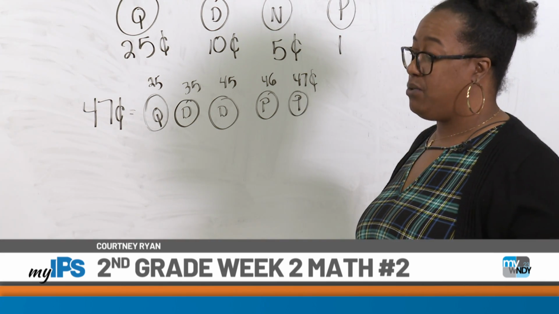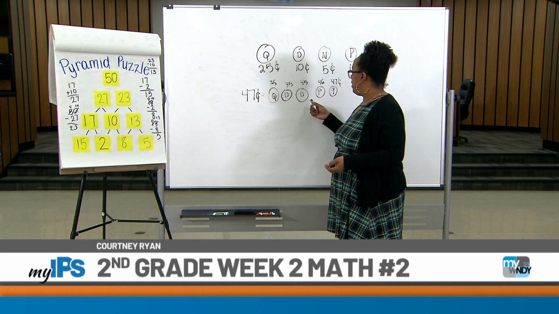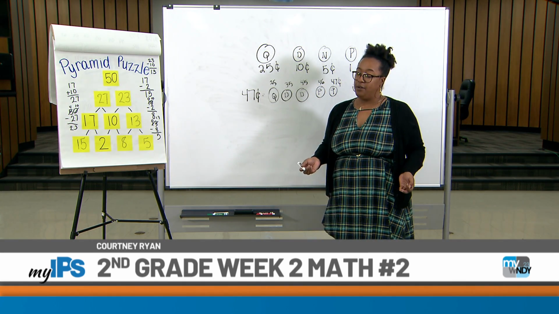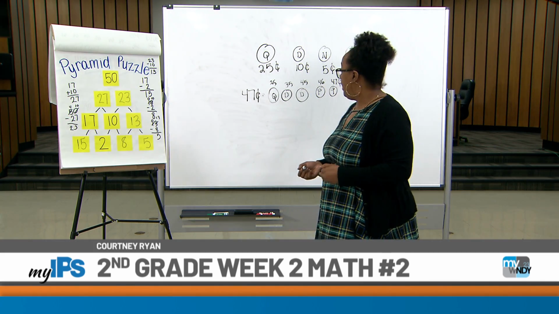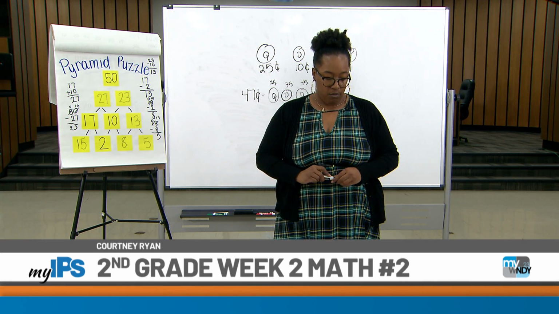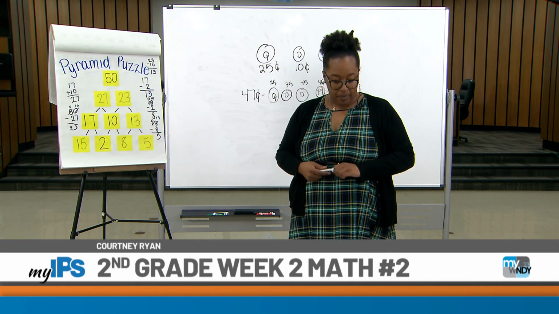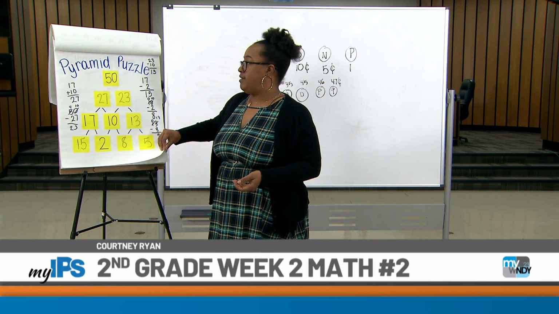Now I need to count my coins and see if I used exactly 6. 1, 2, 3, 4, 5. Oh man, I messed up. So I want you all to keep playing around with your coins until you can come up with the collection that equals 47 cents. Our next activity is a telling time activity.